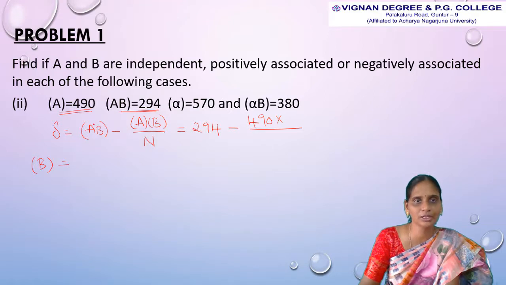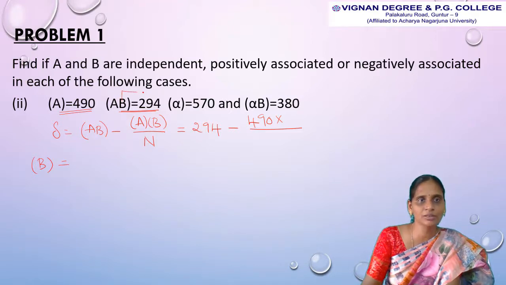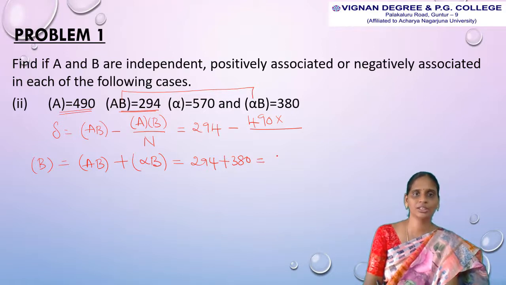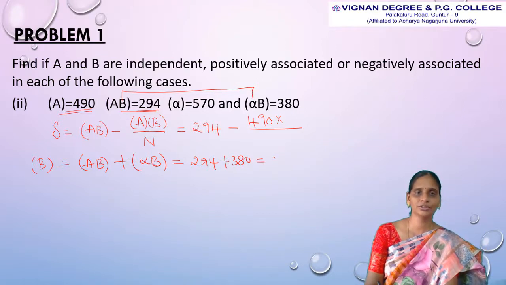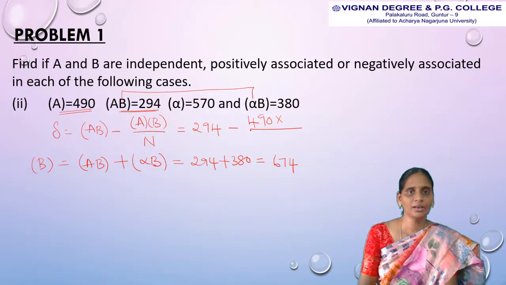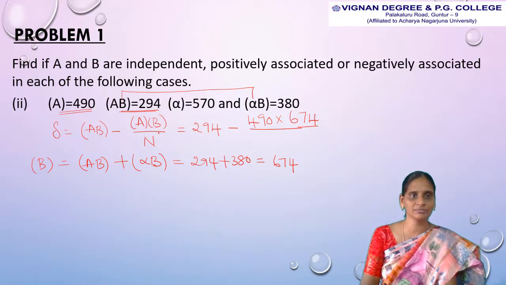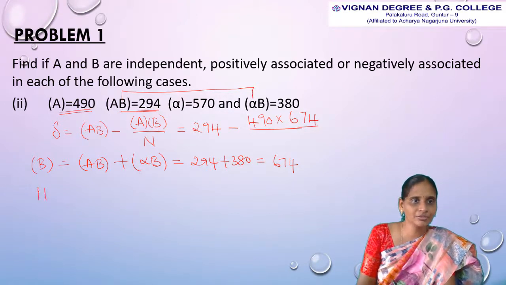Frequency of B is equal to, we have to add these two values, frequency of AB plus frequency of alpha B. So 294 plus 380. We get 674. So here I am substituting 674 divided by N. So also find the value of N here.